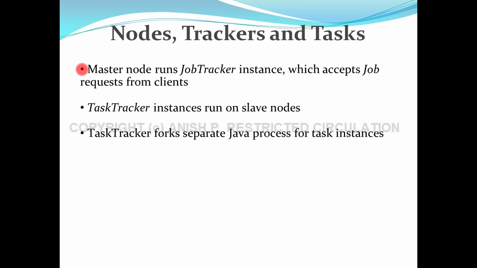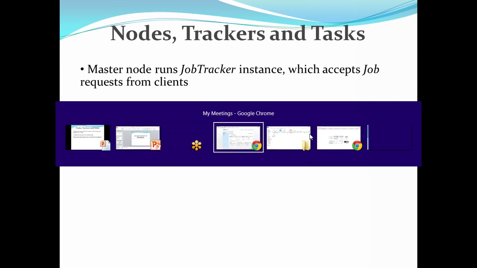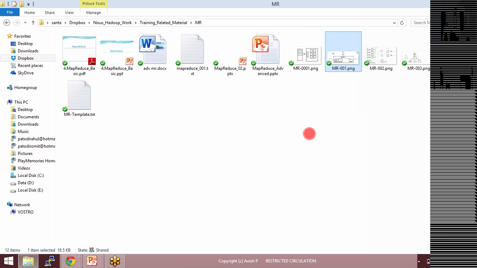Task tracker instances run on the slave nodes. We know all these things pretty well. Task tracker forks a separate Java process for task instances. Now guys, all of us can recall each and everything. Let me show you the architecture once again if anybody is not able to recall the things.